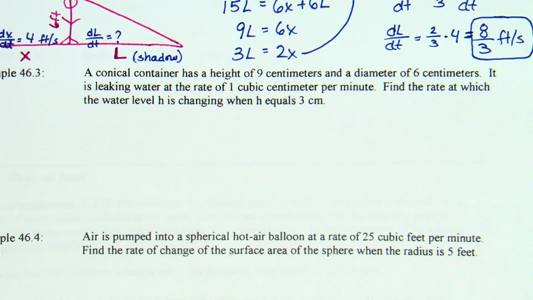A conical container has a height of 9 centimeters and a diameter of 6 centimeters. It is leaking water at the rate of 1 cubic centimeter per minute. Find the rate at which the water level H is changing when H equals 3 centimeters.